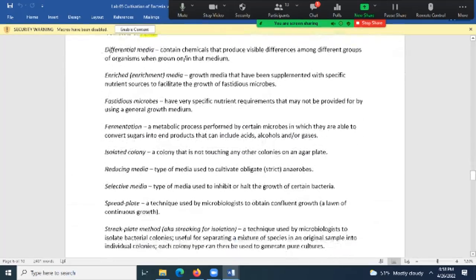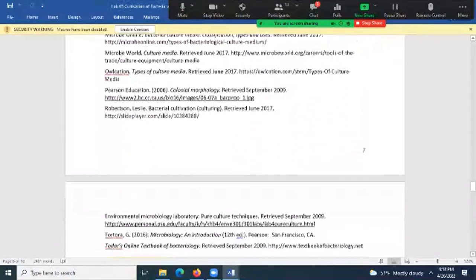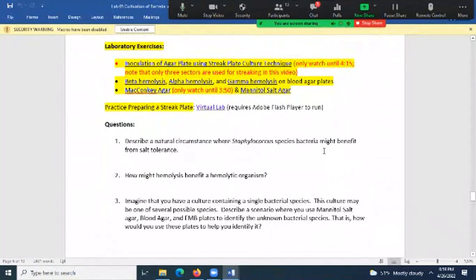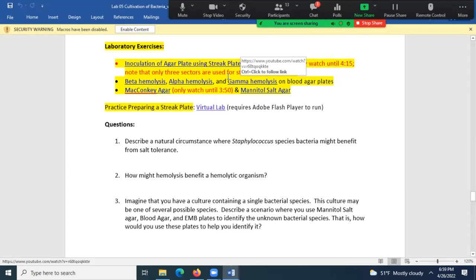All right, so know the terms of this lab. And then do the laboratory exercises. You're going to be watching a video on the inoculation of agar plates using streak plate culture technique. You only need to watch the video to 4 minutes and 15 seconds. You should note that this streaking is only using 3 sectors. In the pictures above, we had 4 sectors. And both of them are good ways to streak out plates.